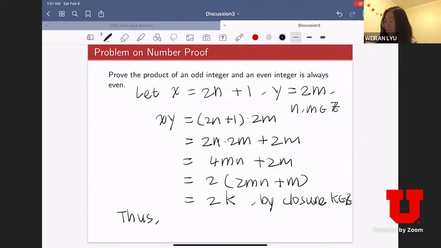And then to be precise, you also want to write down by definition of odd, right here, and by the definition of even, right here, like on your homework and on the quiz. All right, any question on this problem?